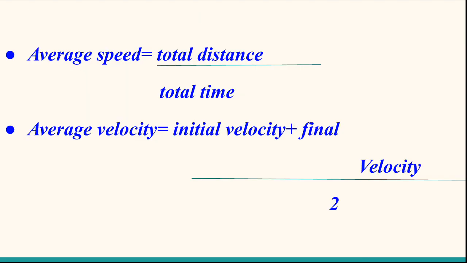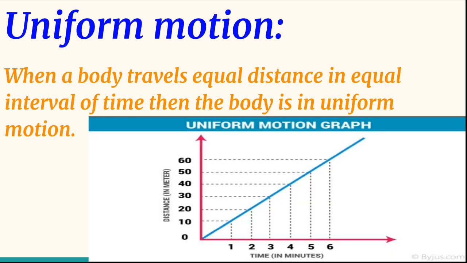There are two very important formulas I have given, average speed and average velocity. The formula of average speed is total distance by total time, and the formula of average velocity is initial velocity plus final velocity by 2. Average velocity means the velocity at your initial point and the velocity at your final point. If you sum these and divide by 2, then you get the value of your average velocity.